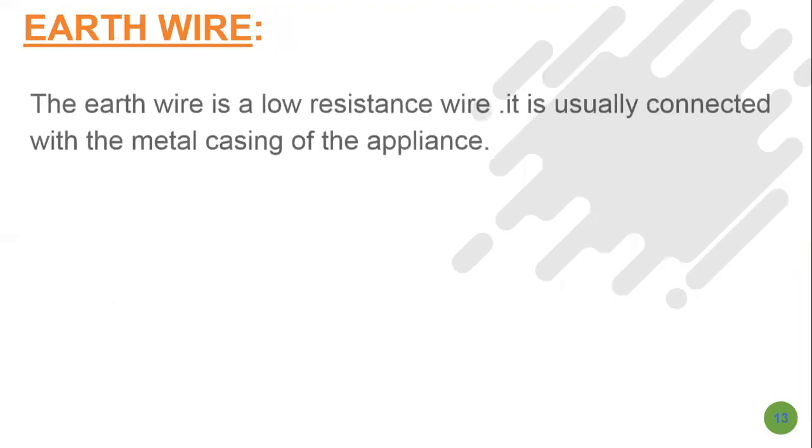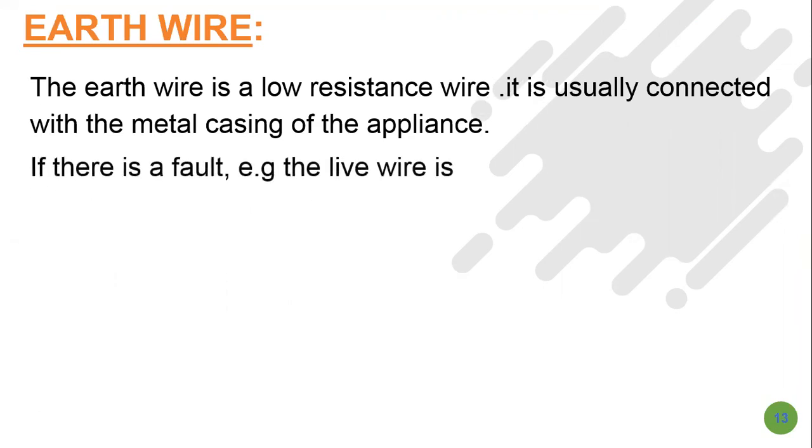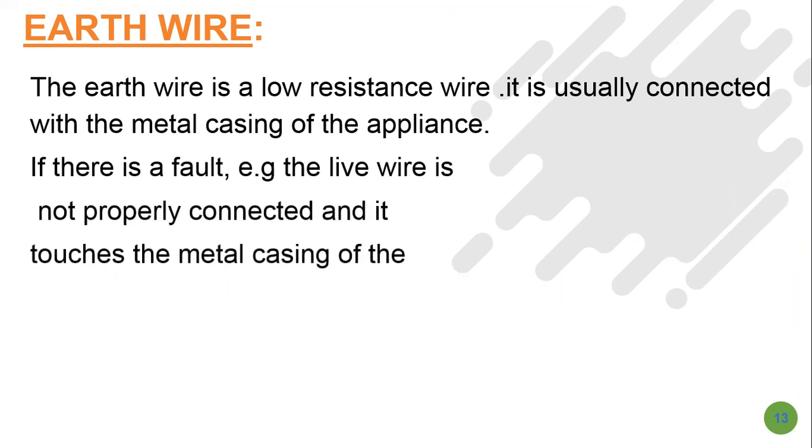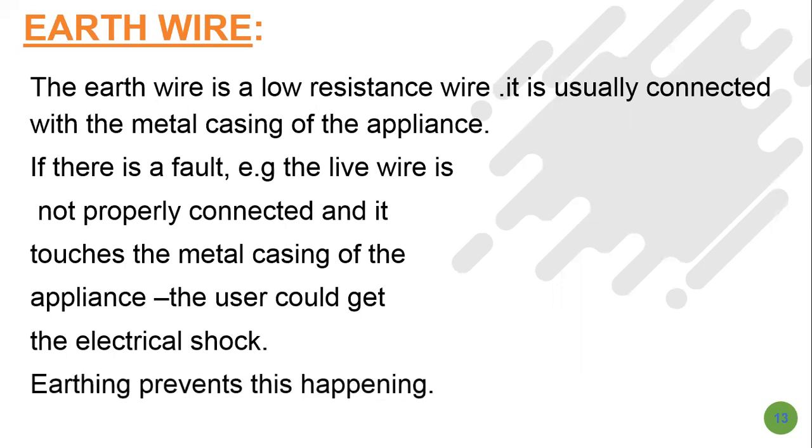Earth wire. Earth wire is a low resistance wire. It is usually connected with the metal casing of the appliance. If there is a fault, for example, the live wire is not properly connected and it touches the metal casing of the appliance, the user could get an electric shock. Earthing prevents this from happening. This is one of the uses of earth wire.